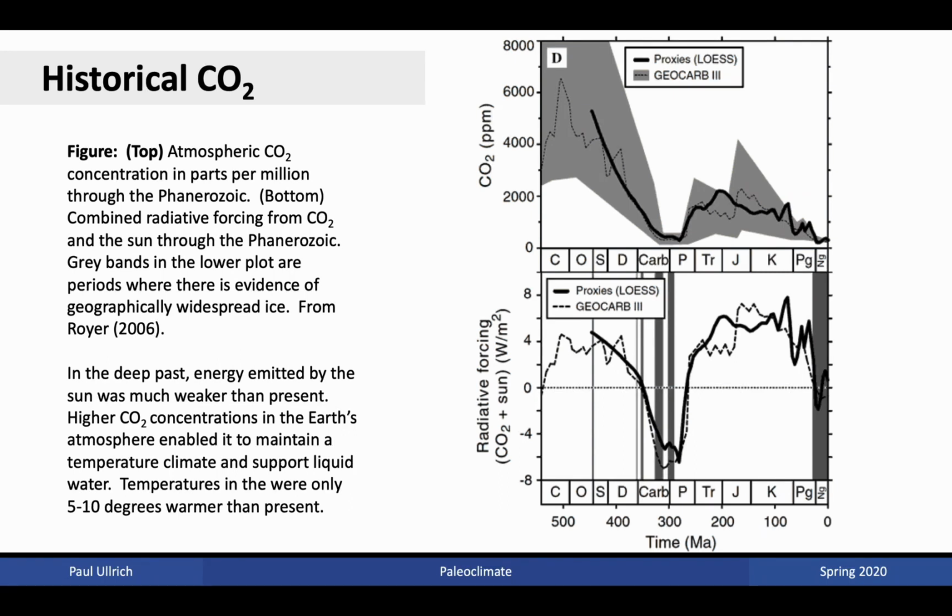In the bottom plot, we consider total radiative forcing, that is, the combination of radiative forcing because of the greenhouse effect, because of carbon dioxide, and because of changes in solar radiation. What we see is that the total radiative forcing in terms of watts per meter squared actually remained fairly constant over the Earth's history, only varying plus or minus 8 watts per meter squared. Because of this, temperatures generally were only 5 to 10 degrees warmer than present, even when carbon dioxide concentrations were in excess of 3,000 parts per million.